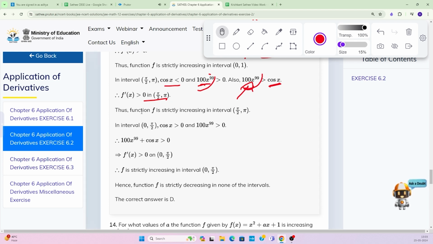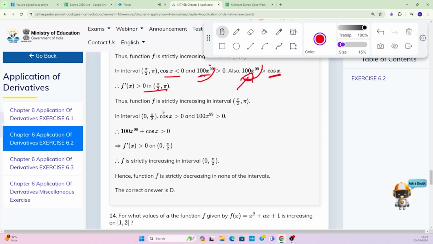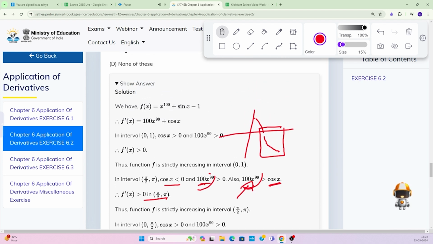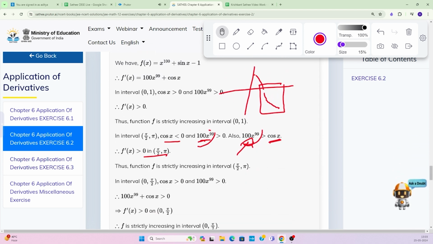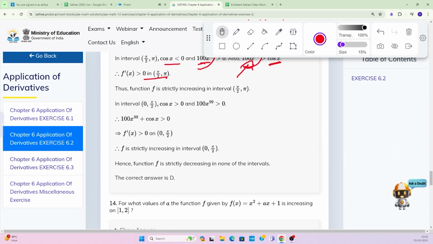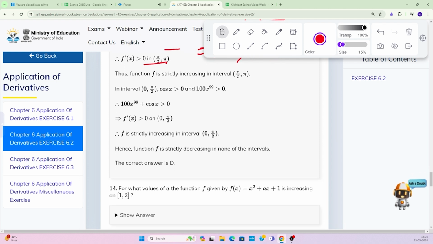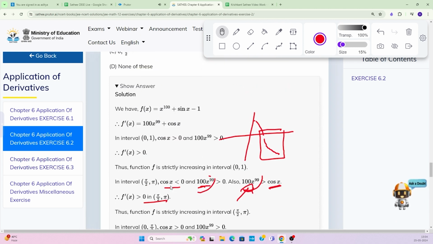Now for the third option, the C option, 0 to pi. In 0 to pi, cos is decreasing but remains mostly positive, and the other term is also a positive value. So this is positive, this is positive, and the sum will also be positive. You will have the whole thing positive. This means an increasing function.